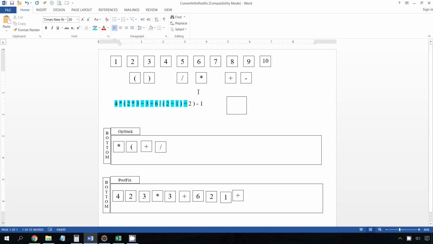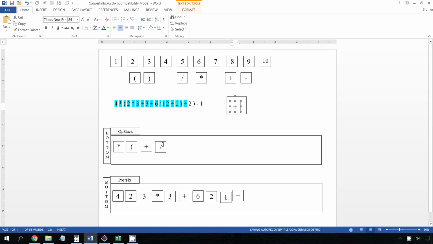Next up, I've got a plus sign. So this is what I'm evaluating, my operator. Same rules apply. I have to compare to what's on top of the op stack. Right now, what's on top of the op stack has a higher precedence. So I pop it off op stack, push it onto postfix. I keep going. I look at what's on top of op stack. Right now, what's on top has a higher or equal precedence, in this case equal. So I pop it off op stack, push it onto postfix, and then I hit my left paren, so I'm done evaluating, and I just go ahead and push that plus sign on.